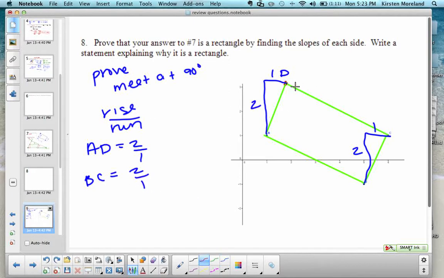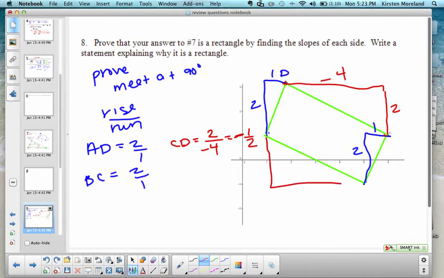Now we need to find the slope of the other ones. So I'm going to start at C and count up. So I go up 2 and over 1, 2, 3, 4. That's a negative because I went to the left. So the slope of CD equals rise is 2, run is negative 4. That simplifies to negative 1/2. I'm going to do the same here. I'm going to go down and over. I go down 2, which is negative, and then I go to the right 4. So the slope of AB, rise is negative 2, run is 4. So I get negative 1/2 again.